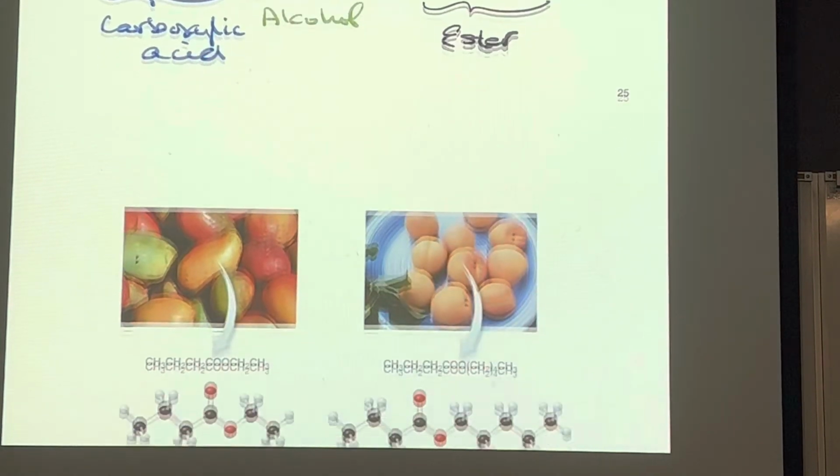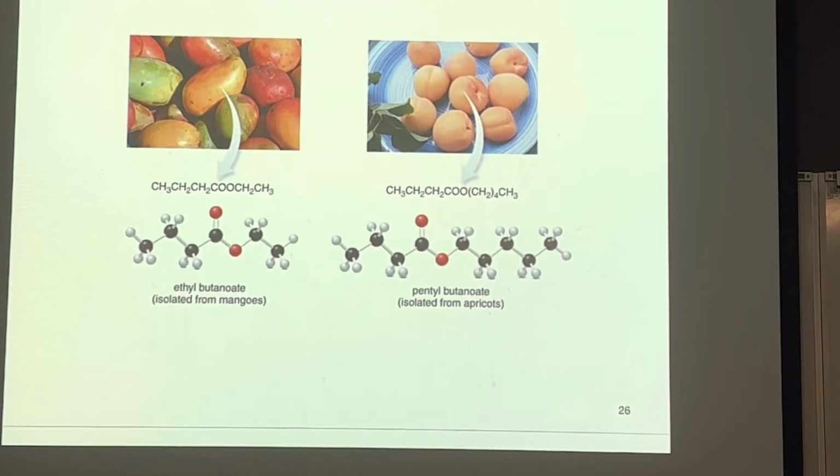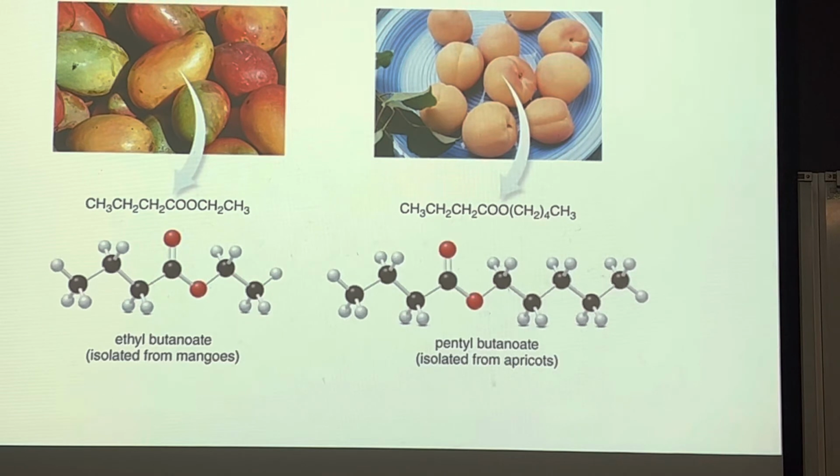Okay. Moving on. Some other lovely esters right here. We have ethyl butanoate. So if we take a look at this, folks, you can see the CH2, CH3 right there. So you got two carbons, so that's the ethyl portion of it. You all right with that? Okay. And then the butan part is telling us that we've got four carbons, and that's going to be over here. So your butanoate, and that we can isolate from mangoes.